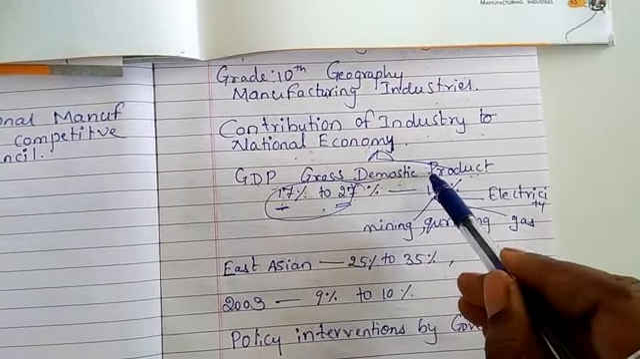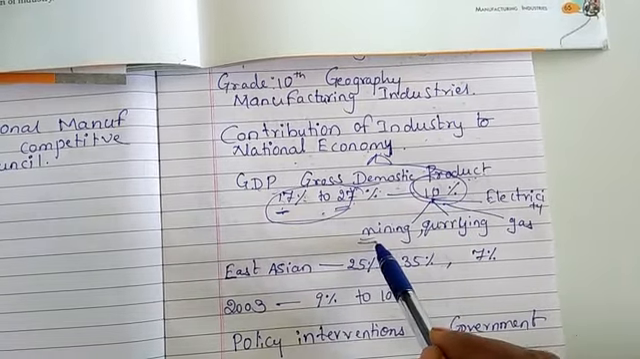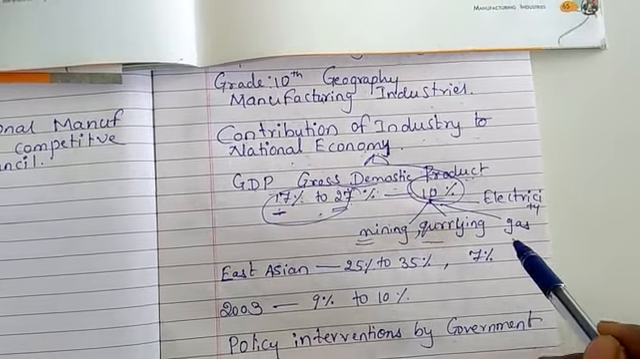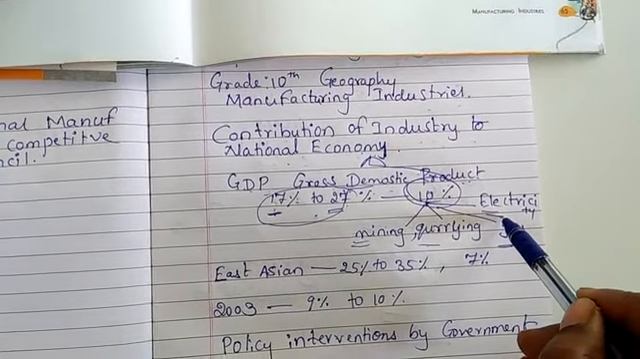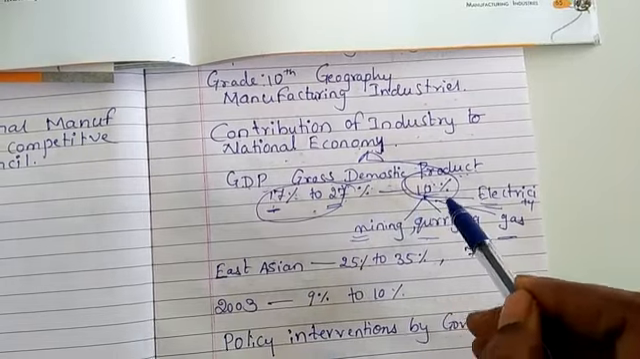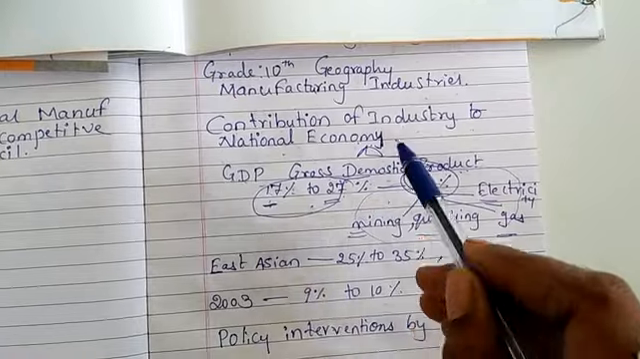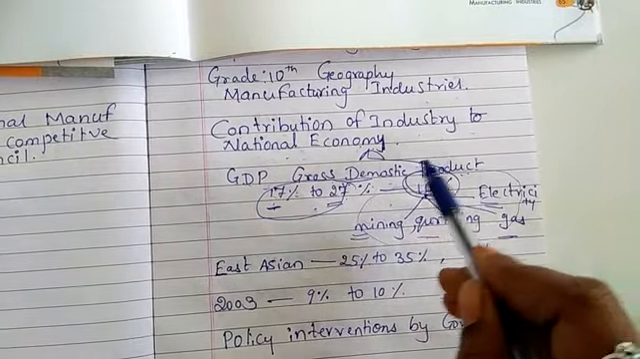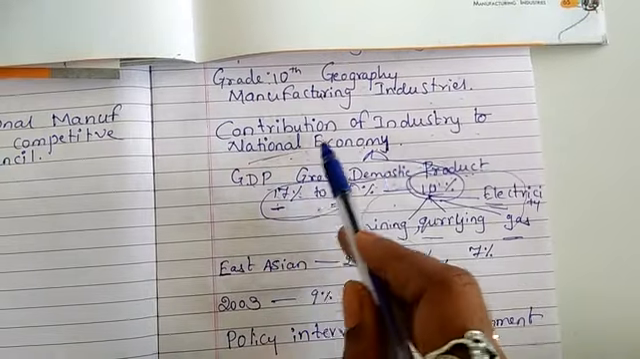Of that, 10% is used for mining, quarrying, natural gas and production of electricity. So this 10% is included in these different sectors of industries. These are the different sectors used for the development of the national economy.